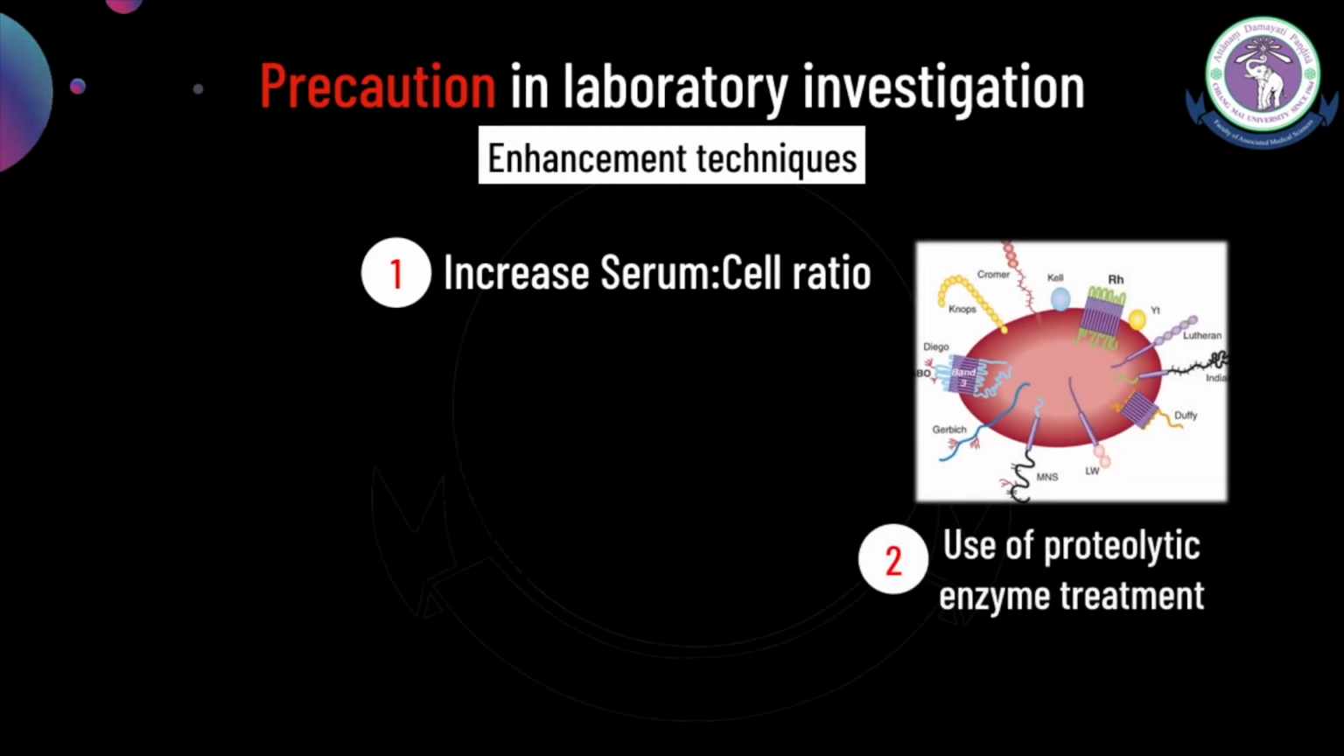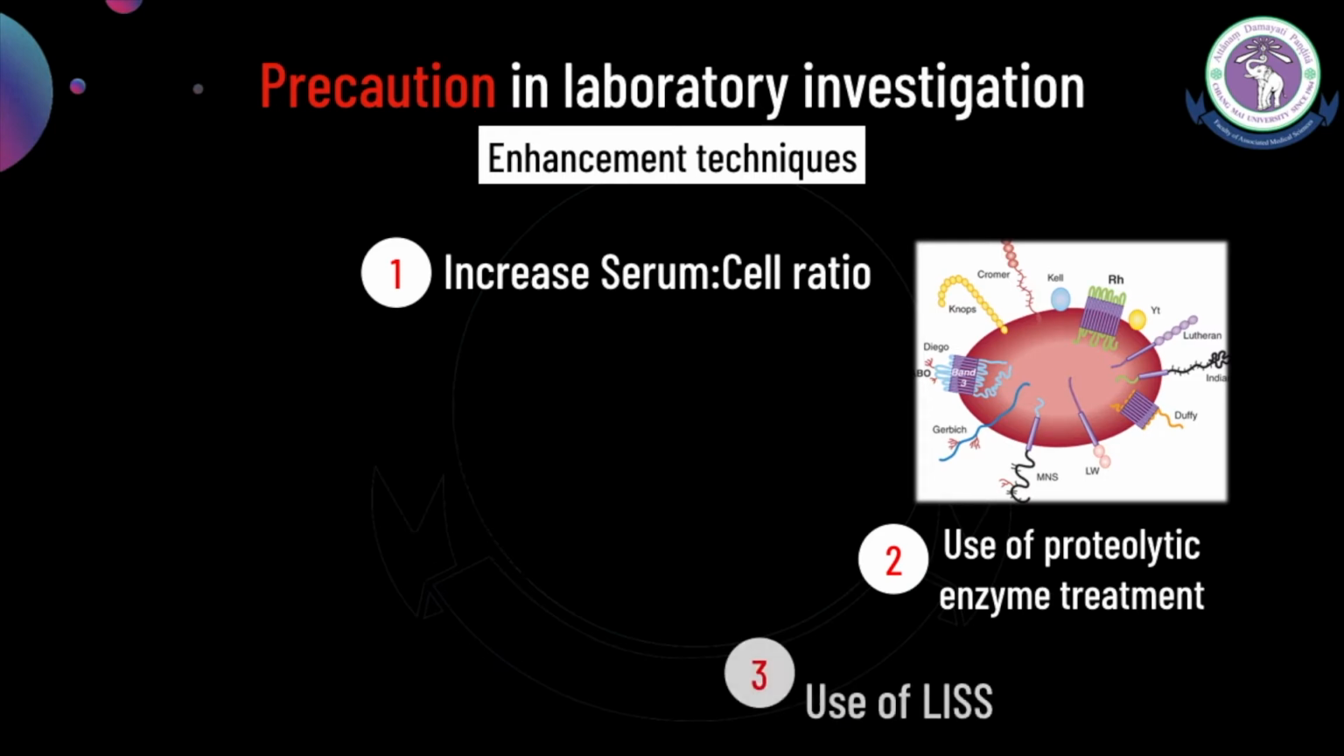Second, treat red blood cells with proteolytic enzymes. Papain, ficin, or bromelain is often used to increase the expression of antigens of some blood groups, such as Kidd, Lewis, I, P, and Rh. After treating, the reaction will be stronger.